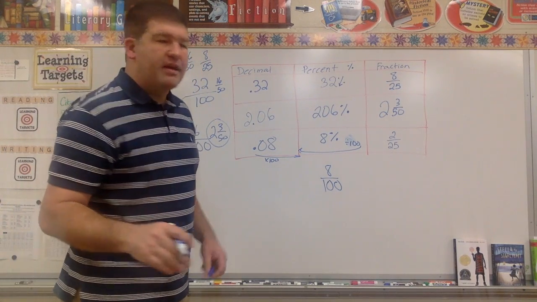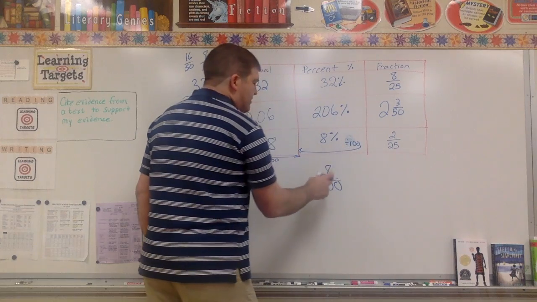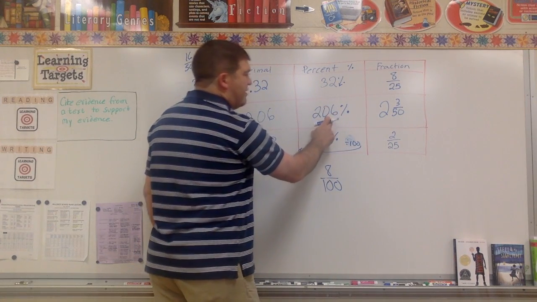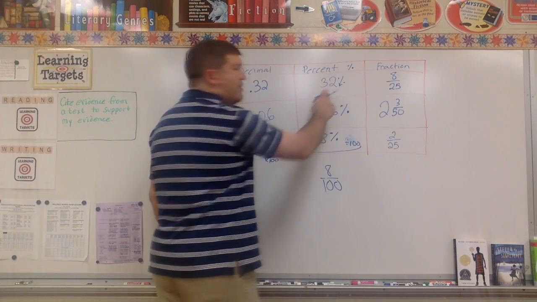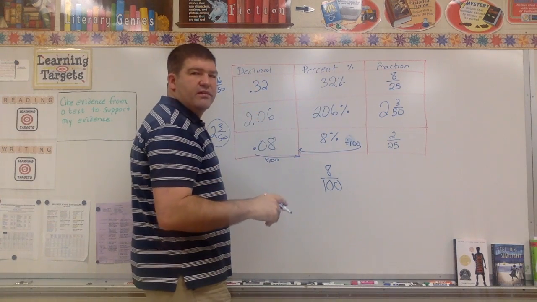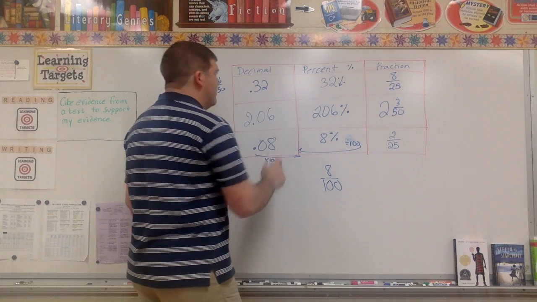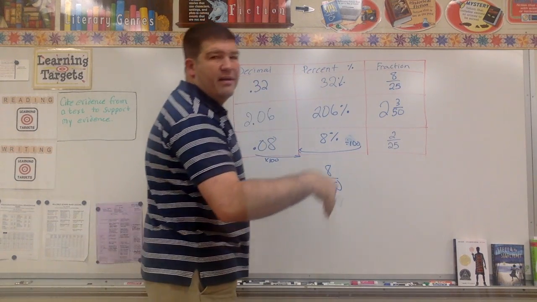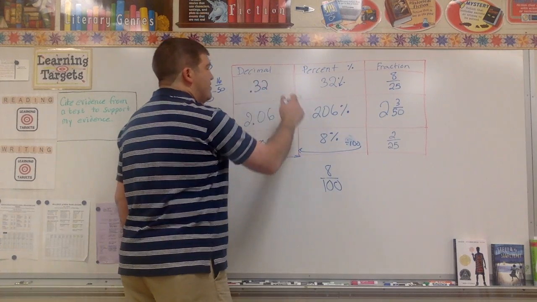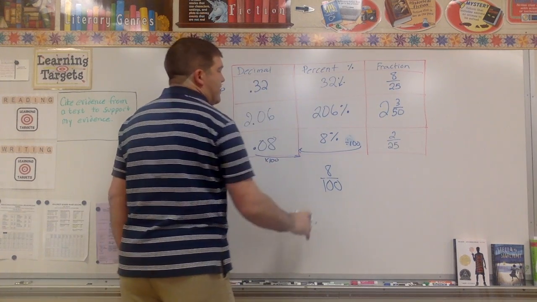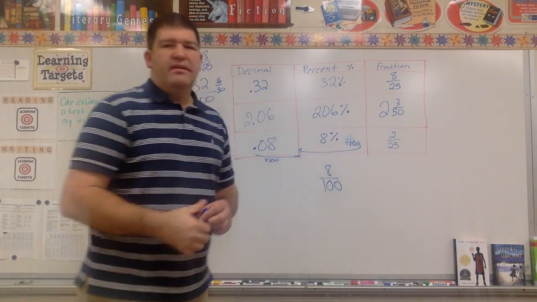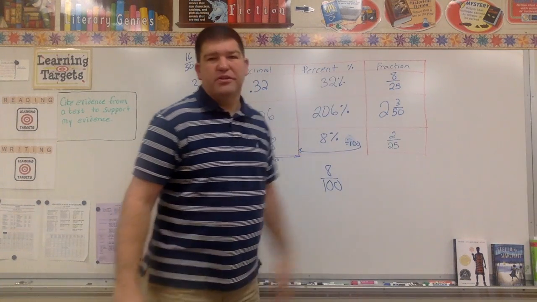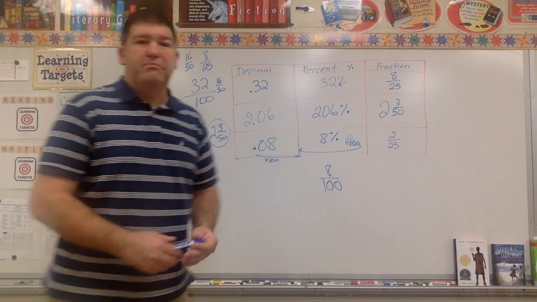I haven't talked a ton about that, but basically what you're doing is 8 divided by 100, 206 divided by 100, 32 divided by 100. You put it over 100, then you do the division, and you get the decimal. A decimal, 32 times 100, or move it over 2, and you'll get your percent. Okay? All right, so that's just a little bit. I love the chart, decimal, percent, fraction. Use it, might help you.